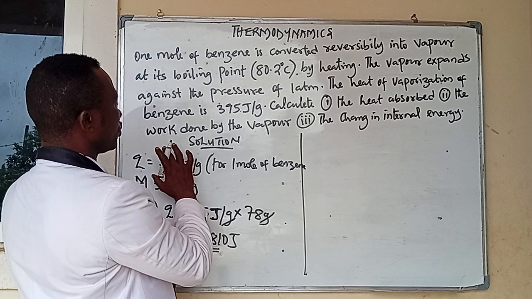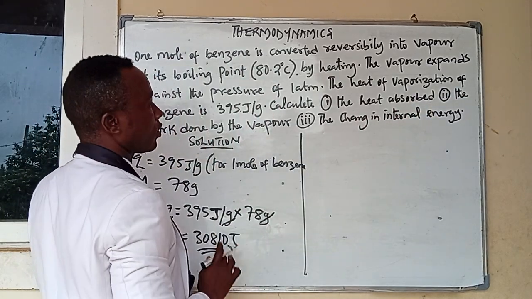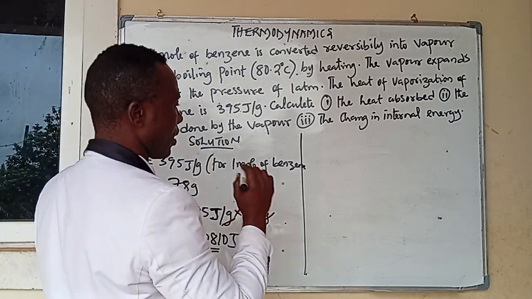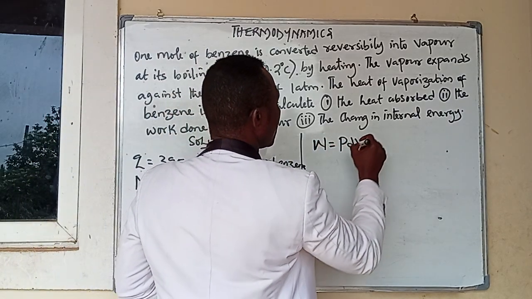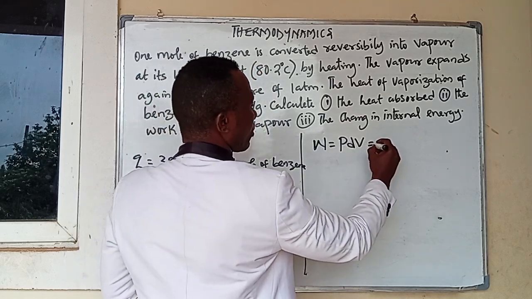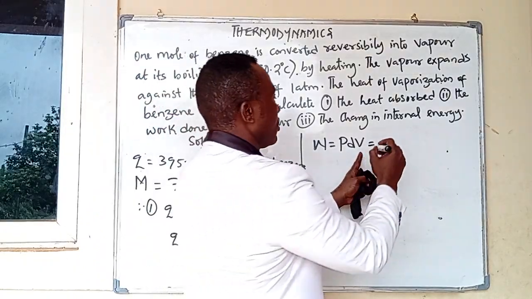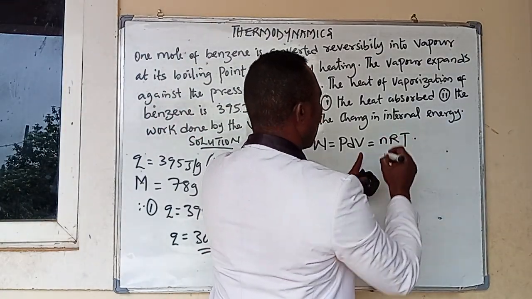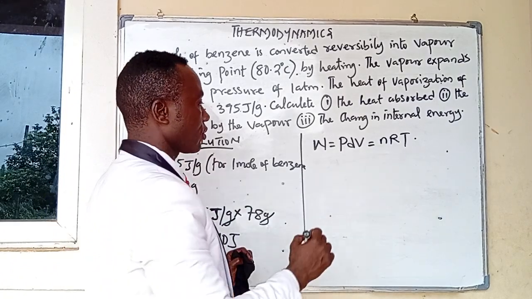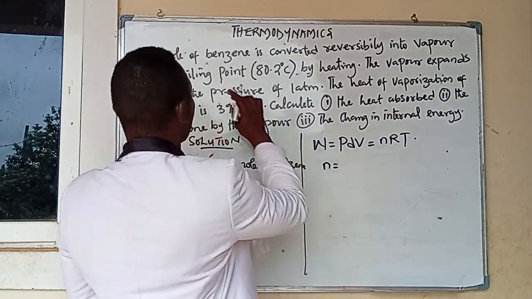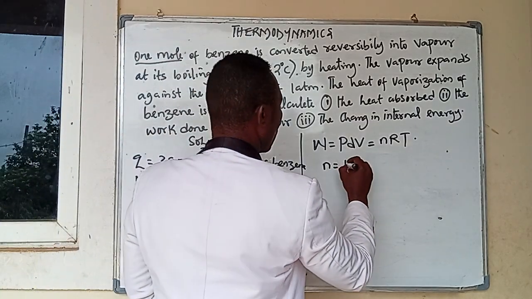Then number two says we should calculate the work done. So we are looking for work done. Remember, work done is equal to pressure multiplied by change in volume. And you know that from the ideal gas equation, pressure multiplied by volume is equal to nRT. PV is equal to nRT. We can see that the number of moles given to us is 1 mole. They say 1 mole of benzene. So n is equal to 1.